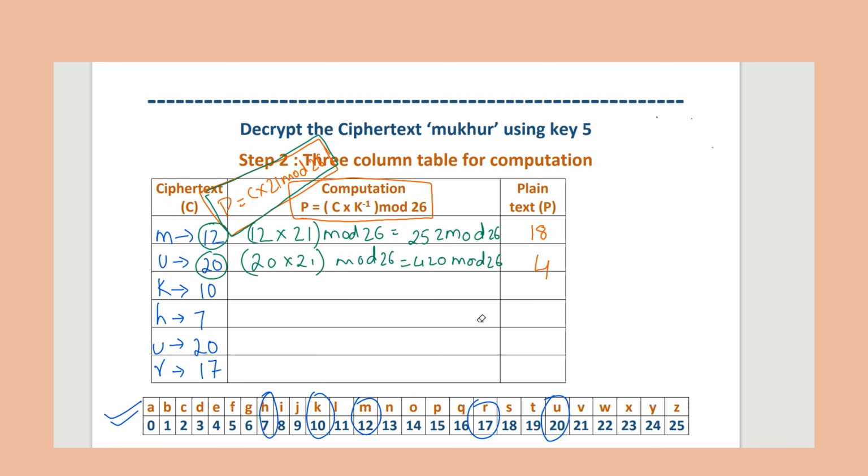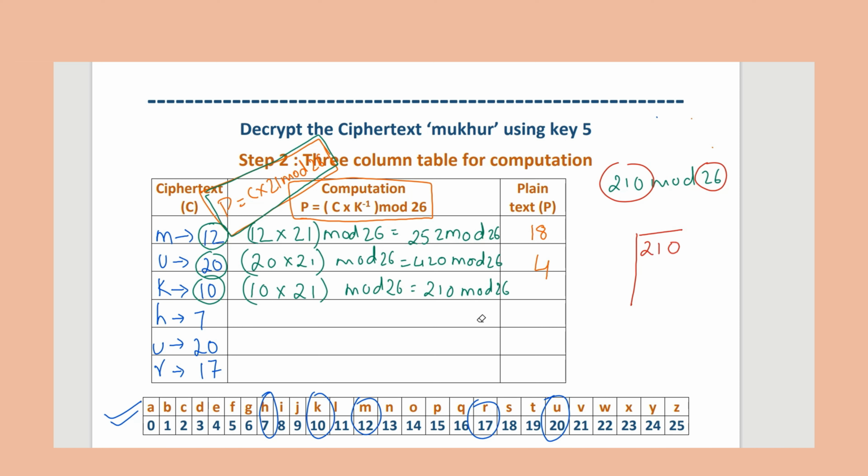Coming to the next number for decryption, which is 10. So we multiply 10 with 21 mod 26. The answer is 210 mod 26. Now since 210 is a number which is greater than 26, you have to perform modular arithmetic so that you bring 210 within the range of 0 to 25. So how do you do this mod arithmetic?